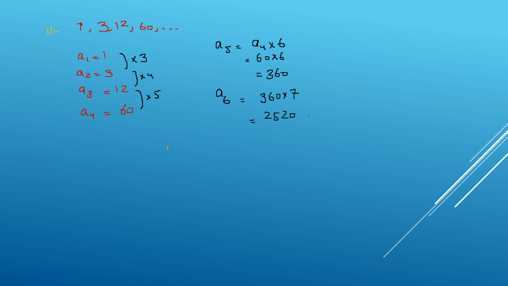So from here, can you write a_n? Yes, a_n is a_(n-1) multiplied by something. When we have a2, we multiply by 3, which is n plus 1, and when we have a3, we multiply the previous term by 4, which is again n plus 1. You can check it: if we plug in n equals 6, that will be a5 multiplied by 6 plus 1, which is 7, which is n plus 1. So this is the nth term for this example.